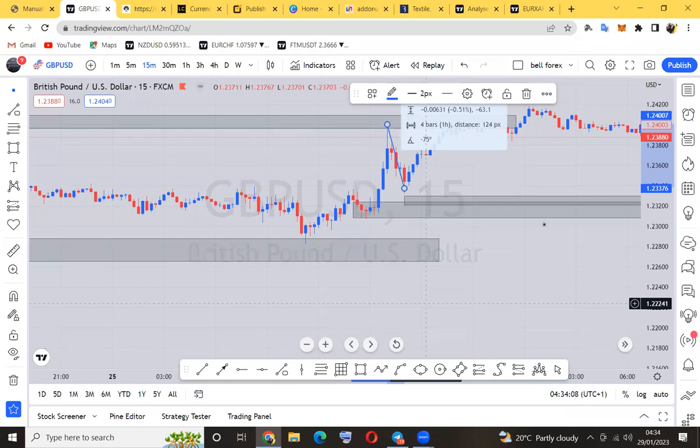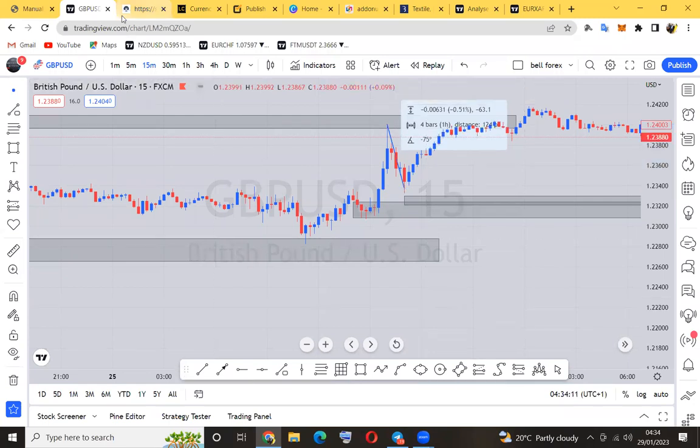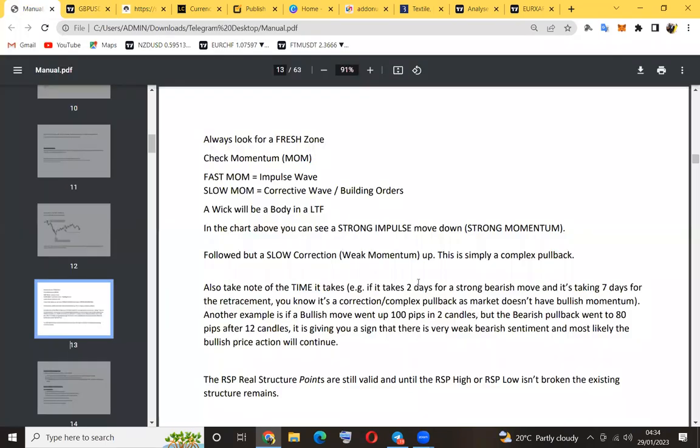My key note is that you should be able to identify a corrective wave from an impulse, because we are going to make use of it in the slides ahead. I'm just trying to build a foundation of smart money concept. We have not gotten there yet. I'm just building your foundation for you to understand small things before we go to the main course.